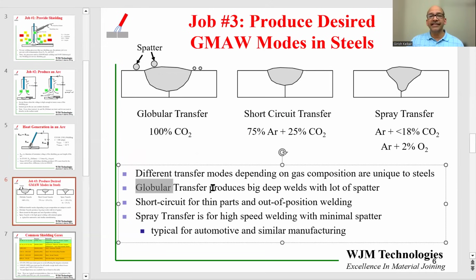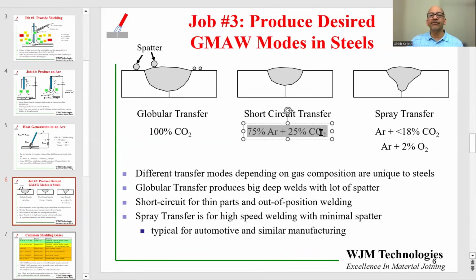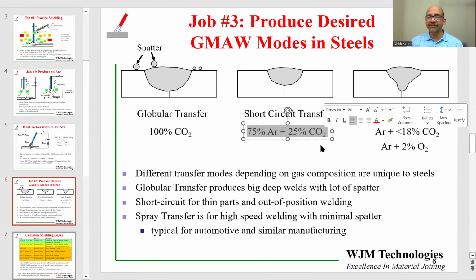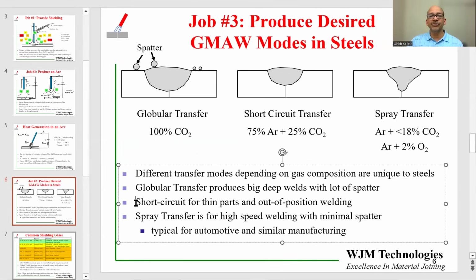The plus side is it makes deep welds, but on the negative side, it creates a lot of spatter. So you make a very big weld, but a lot of spatter, which often is not expected in manufacturing operations. The other one is short circuit transfer, where we use a mixture of 75% argon and 25% CO2 typically. Some other ratios are also possible, but this is a common one which is used.